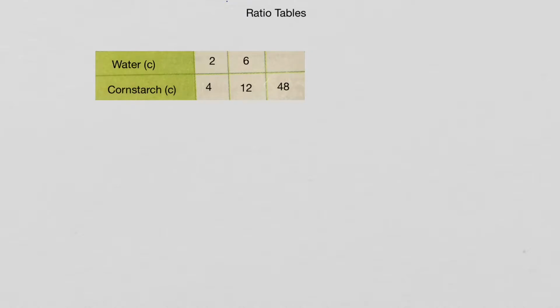Ratio tables contain patterns that can help you solve for missing ratio values. For example, to move horizontally to the next column in my ratio table, I must multiply or divide by the same number. To go from 2 to 6, I multiplied by 3, and to go from 4 to 12, I multiplied by 3 as well.